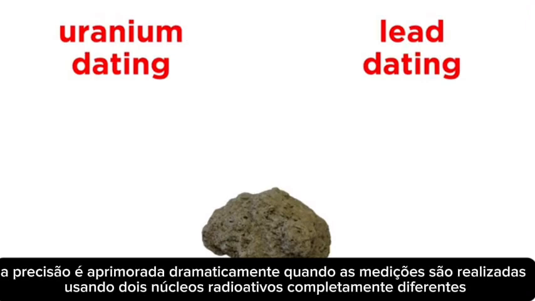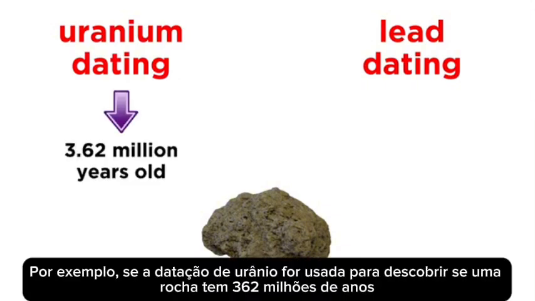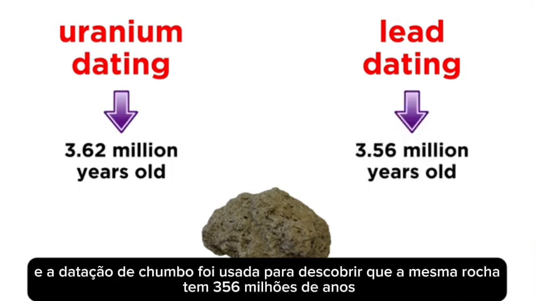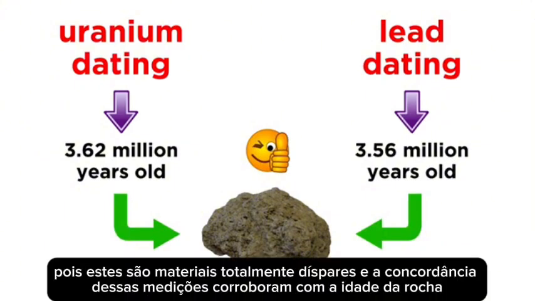Precision is enhanced dramatically when measurements are taken using two completely different radioactive nuclei. For example, if uranium dating is used to find that a rock is 3.62 million years old, and then lead dating is used to find that the same rock is 3.56 million years old, it is extremely unlikely that the rock is not approximately that age, because these are totally disparate materials, and the agreement of these measurements corroborates the age of the rock.